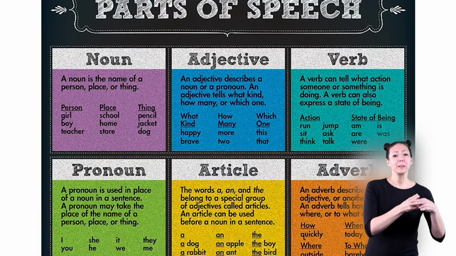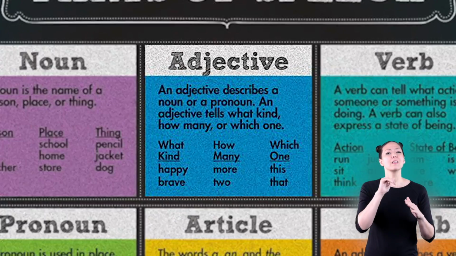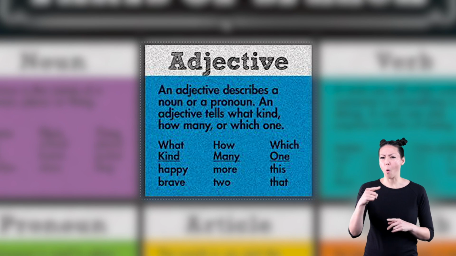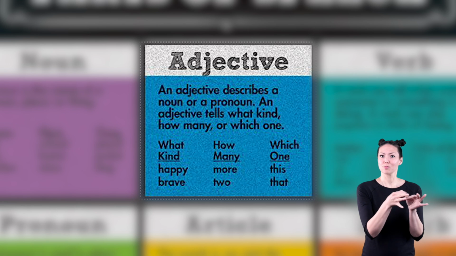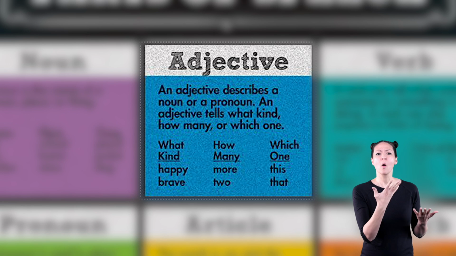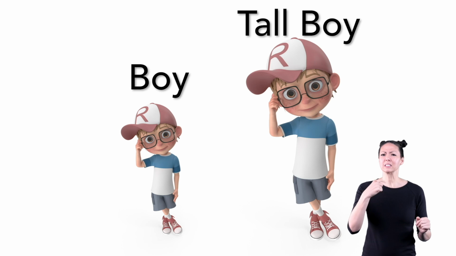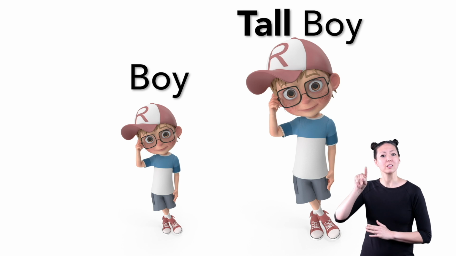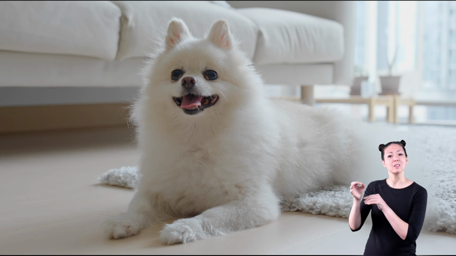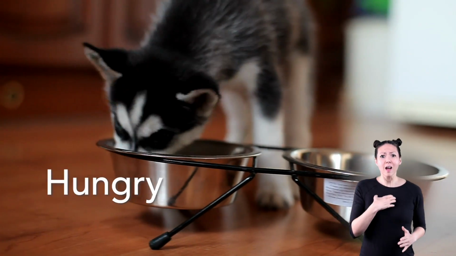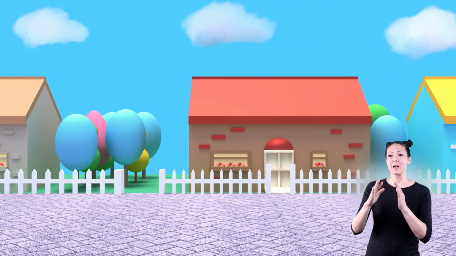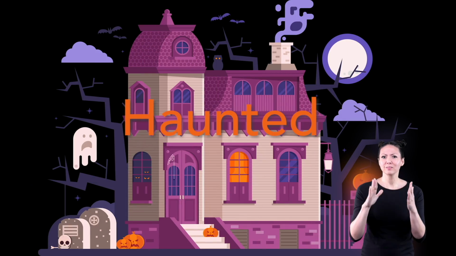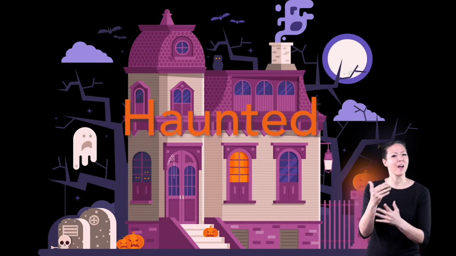As we mentioned above, obviously not all words are adjectives, only special ones. We use adjectives in sentences to describe what a noun is like, or to give it characteristics. So instead of just boy, we could say tall boy. The adjective there is tall. Or instead of the dog, we could say hungry dog, with hungry as our adjective. Instead of just house, it could be a haunted house. Haunted is the adjective there.